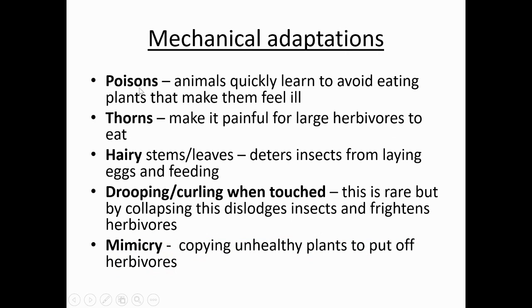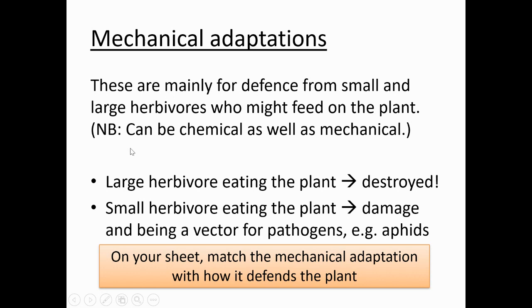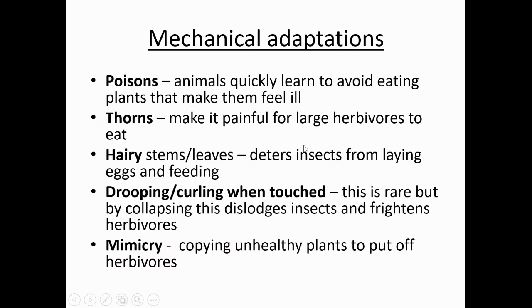These things, they can produce poisons. I'd just like to make the note that mechanical adaptations can be chemical as well as physical defenses. This is just for the herbivores. So they can produce poisons. The animals will quickly learn to avoid eating plants that make them feel ill. They can have thorns. So thorns are like what roses have. This makes it painful for large herbivores to eat.